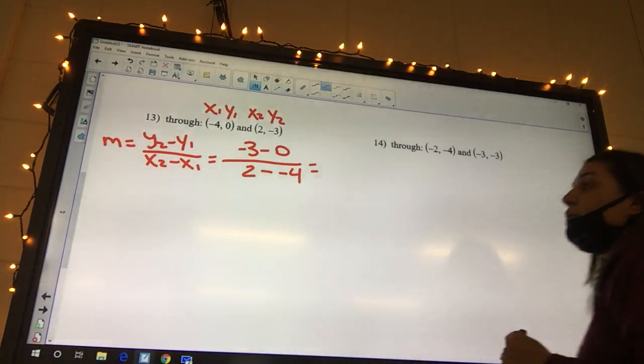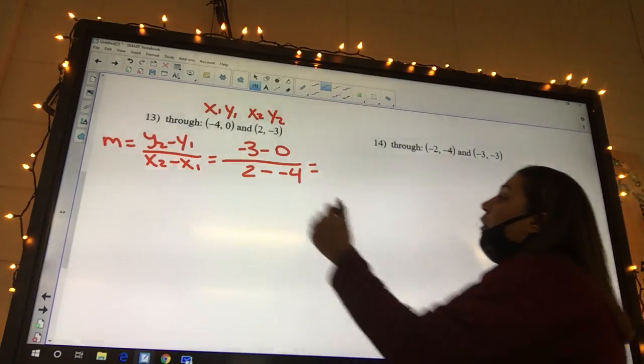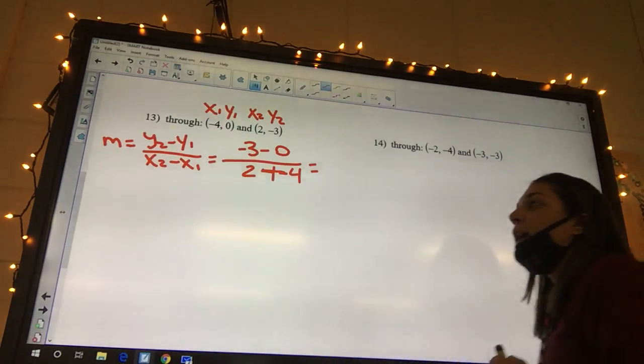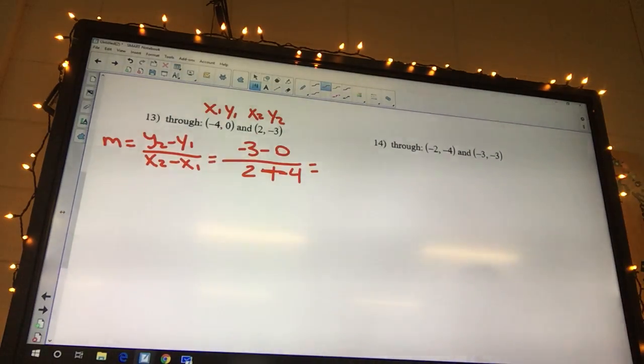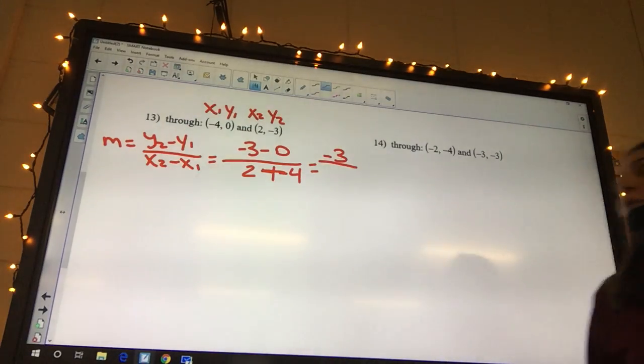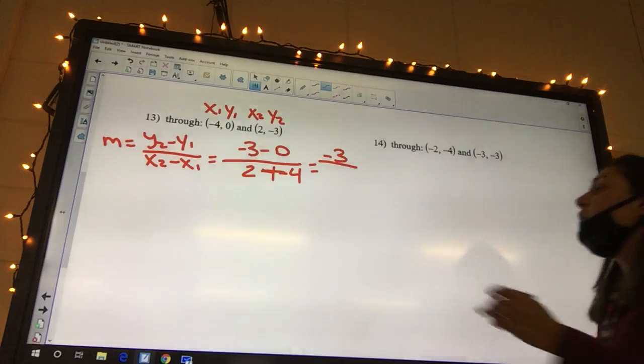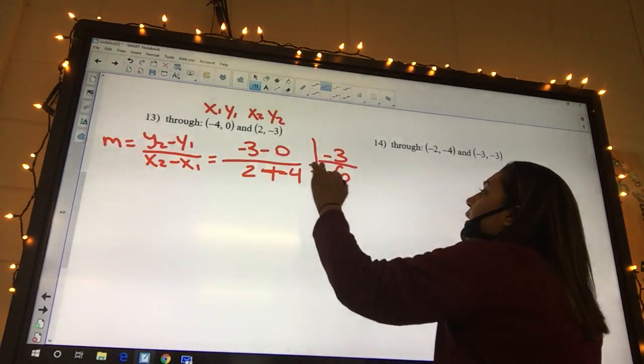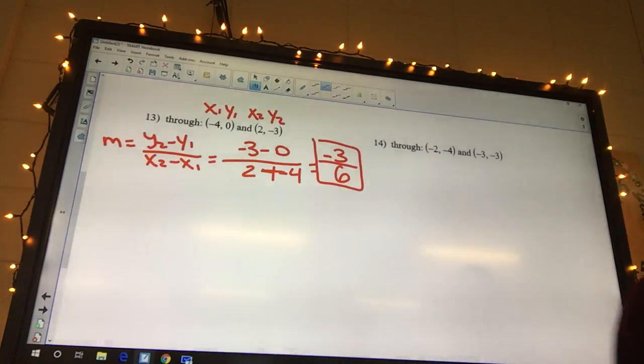Okay, well, I can change this minus minus into a what? Plus. So I got negative 3 minus a 0. Negative 3. And then I got 2 plus 4 is 6. Okay, technically this fraction could be reduced. We're not going to focus on that today. That's maybe by the end of the week next week. So, what is negative 3 over 6?